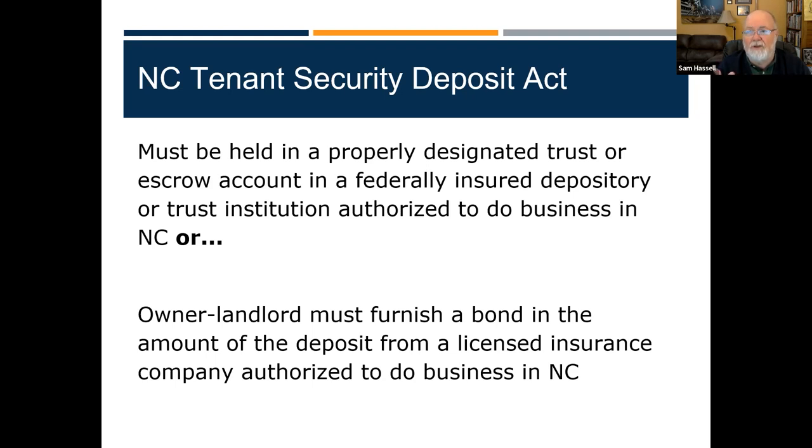Now, we talked about this before when we talked about earnest money accounts, right? Trust accounts. So it can't be a credit union, and it has to be FDIC insured. Now, other places can have bonds, all right? The owner landlord must furnish a bond in the amount of the deposit from a licensed insurance company authorized to do business in North Carolina. As a broker, you may not put up a bond. You have to use this escrow account, okay? You have to put together a security account.